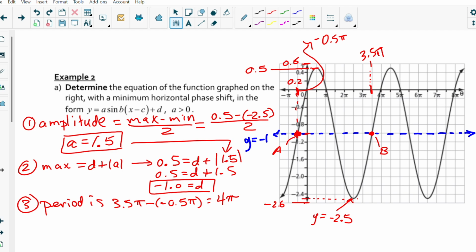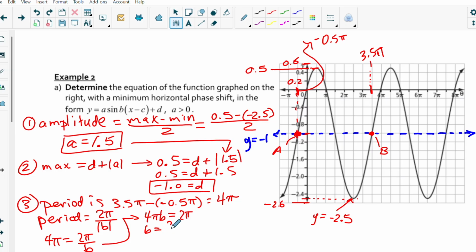If I have a period of 4 pi, remember, period equals 2 pi over the absolute value of b. So I'm going to go 4 pi equals 2 pi over b. Let's solve that algebraically. That's 4 pi b equals 2 pi. That's b equals 2 pi over 4 pi, and that is b equals 1/2. Okay, put a box on that.